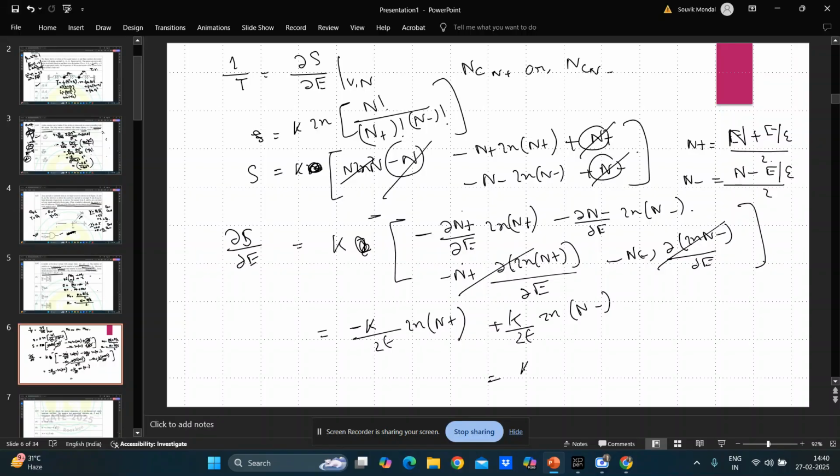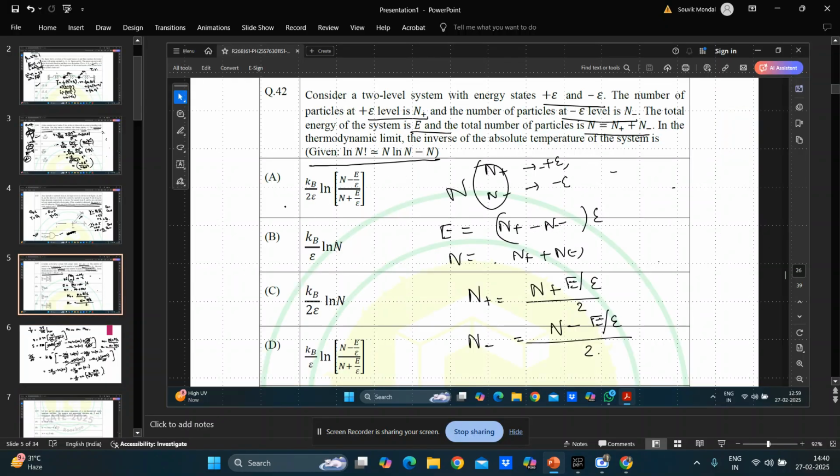So your final result will be e by 2 epsilon log n minus divided by n plus. So that is equal to n minus e by epsilon by n plus e by epsilon. So the calculation is a bit lengthy, but the process is straightforward. Okay.